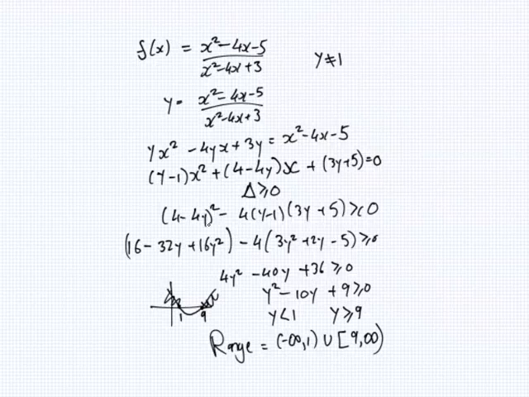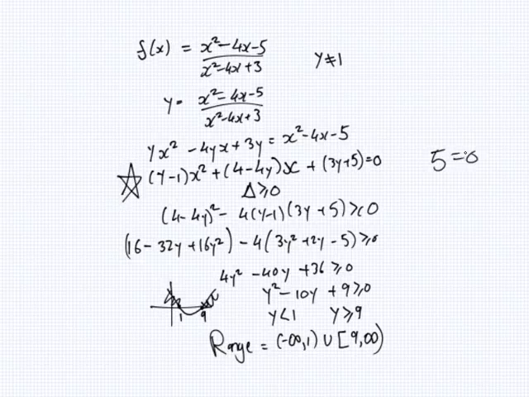Difficult question. Did you get this, Yusuf? Yeah. But you made a mistake. Yeah, I'm sorry. Those signs. Why can't y be 1? Because here, if y is 1, then you get 5 equals 0.